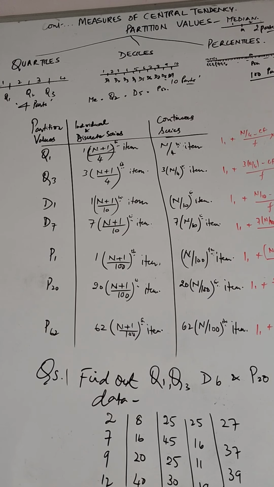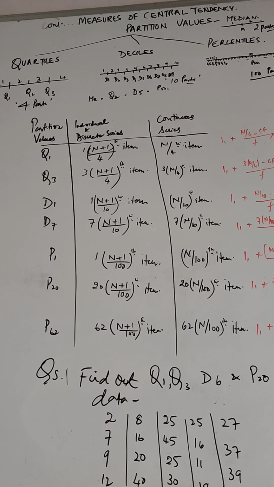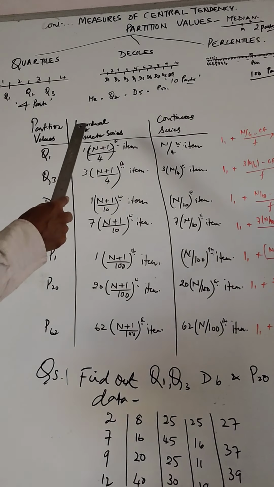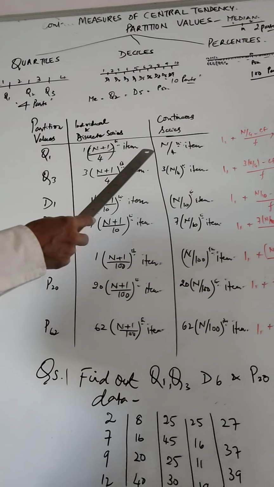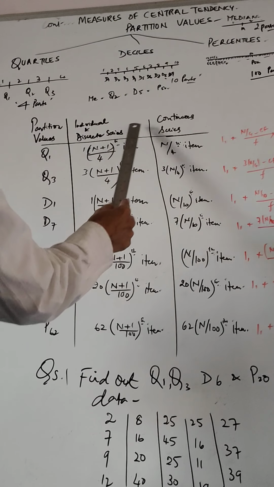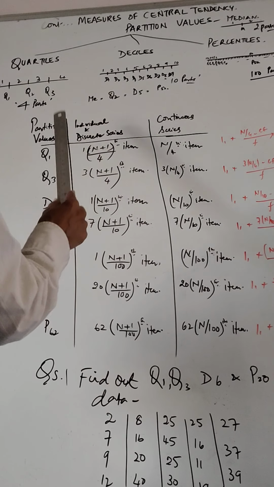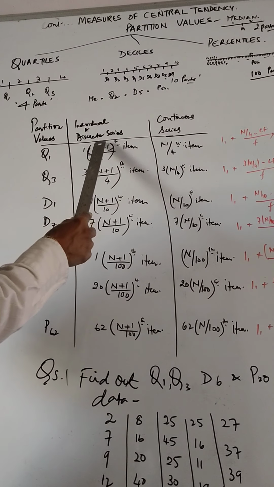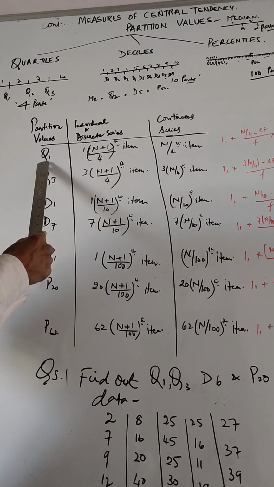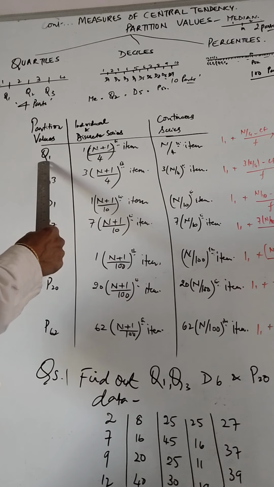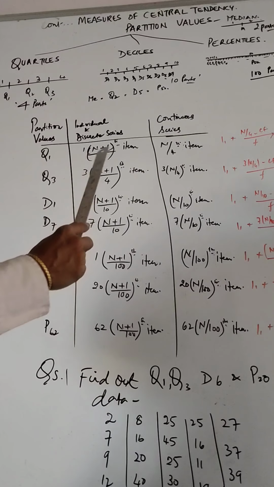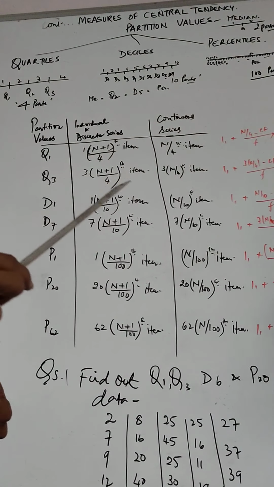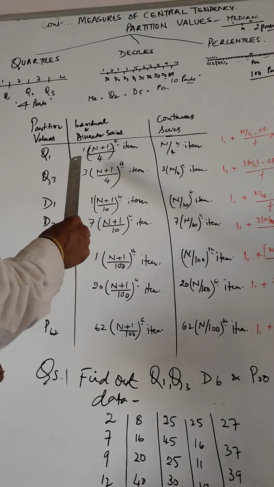So now looking at this, let's take the partition value Q1. Now there are three types of series: individual, discrete, and continuous series. Alright, so let's take the first one, individual and discrete series, partition value Q1. You want to find it out. It is calculated exactly like the median. If you know median, by now you will be able to calculate this.